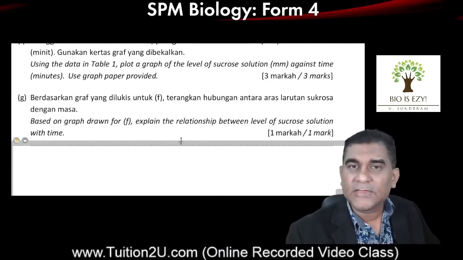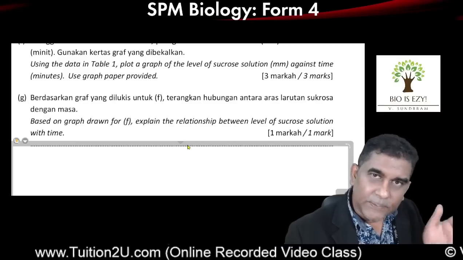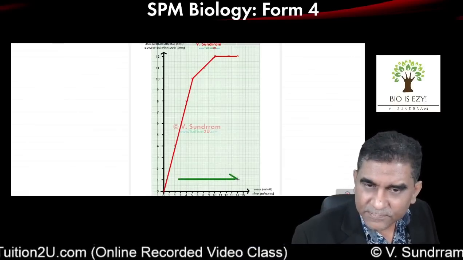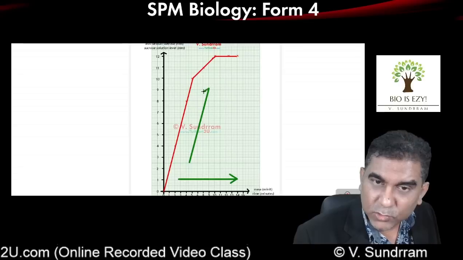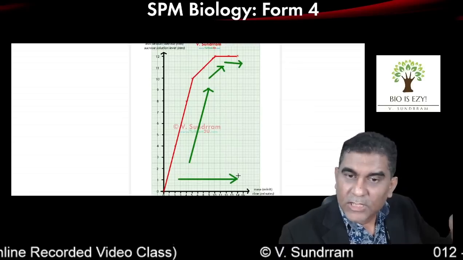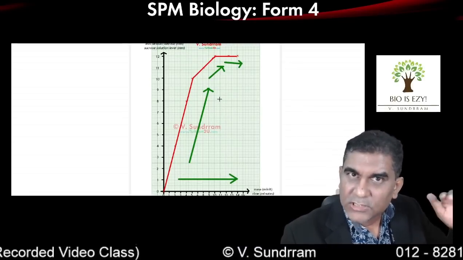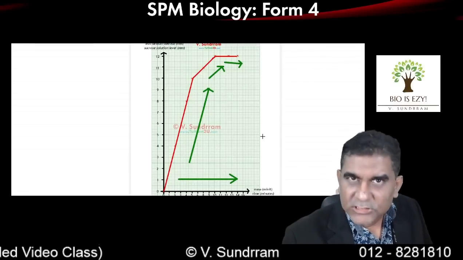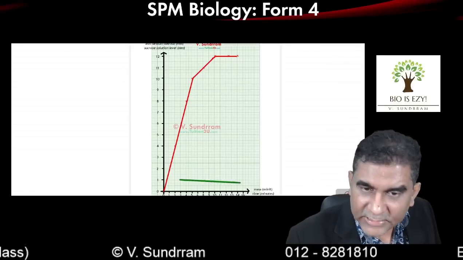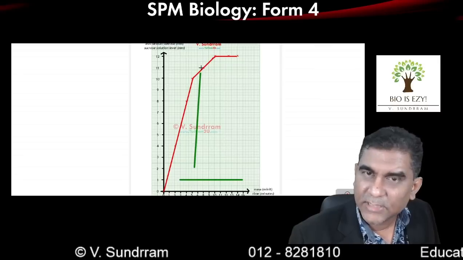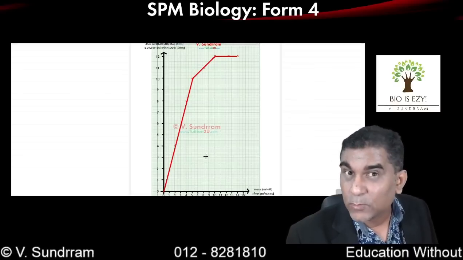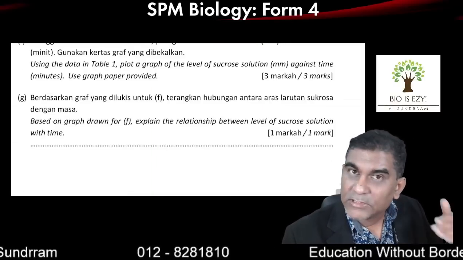Based on the graph, explain the relationship. Hubungan antara paksi X dengan paksi Y. Dengan jelas kita nampak, lagi tinggi masa, lagi tinggi aras sukrosa, akhirnya dia menjadi malar. The longer the time, the higher the sucrose solution level until it becomes constant. So we just change the graph into a sentence. But always X exists first, then only Y exists. Paksi X dulu, lepas tu baru paksi Y. Sebab paksi X dimanipulasi, paksi Y bergerak balas. X is manipulated, Y is responding.